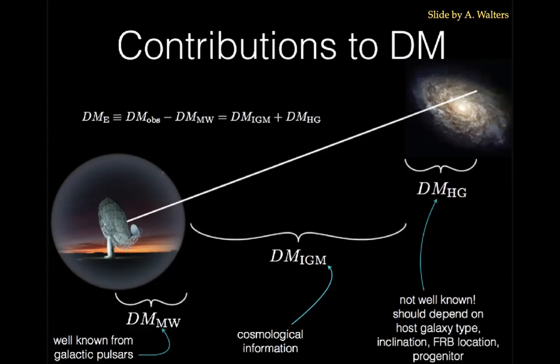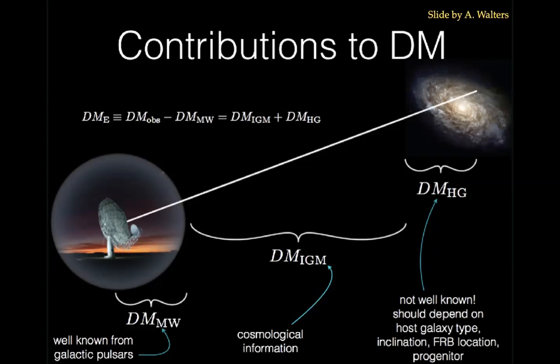The other very important, non-negligible part is the host galaxy contribution to the DM, which is not well known. It depends on host galaxy type, inclination, FRB location, and progenitor environment. So it depends on a number of factors. But these three things adding up give the total DM.